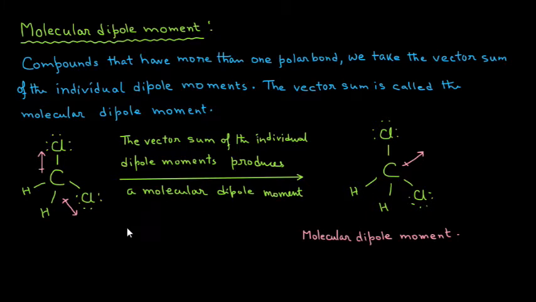So the basic thing is that if there is more than one polar bond, then we will take the vector sum of the individual dipole moments, and the vector sum will give the molecular dipole moment. This is a very straightforward statement for molecular dipole moment. Similarly, we can take a few more examples for molecular dipole moment. For example, we can take the example of ammonia.